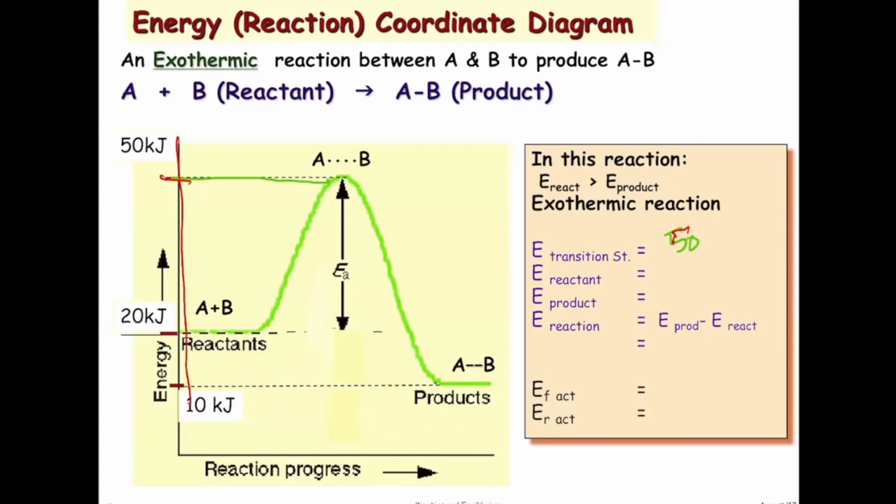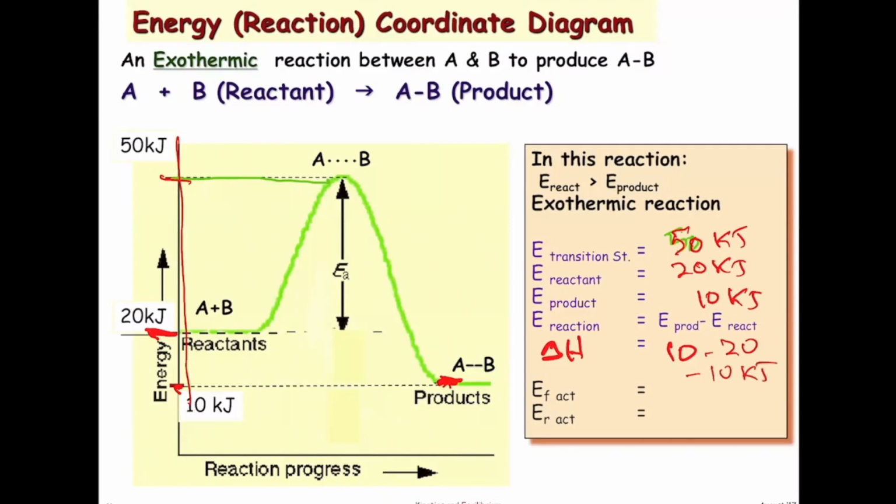That's 50 kilojoules. What's the energy of the reactant? It's right here. It's where you start. That's 20 kilojoules. What's the energy of the products? Right here. That's 10 kilojoules. So you're just reading it off the chart. What is the energy of the reaction? The energy of the reaction, also known as delta H, is the product, which is 10 minus 20. So that's minus 10 kilojoules. Notice it's downhill. It's negative.